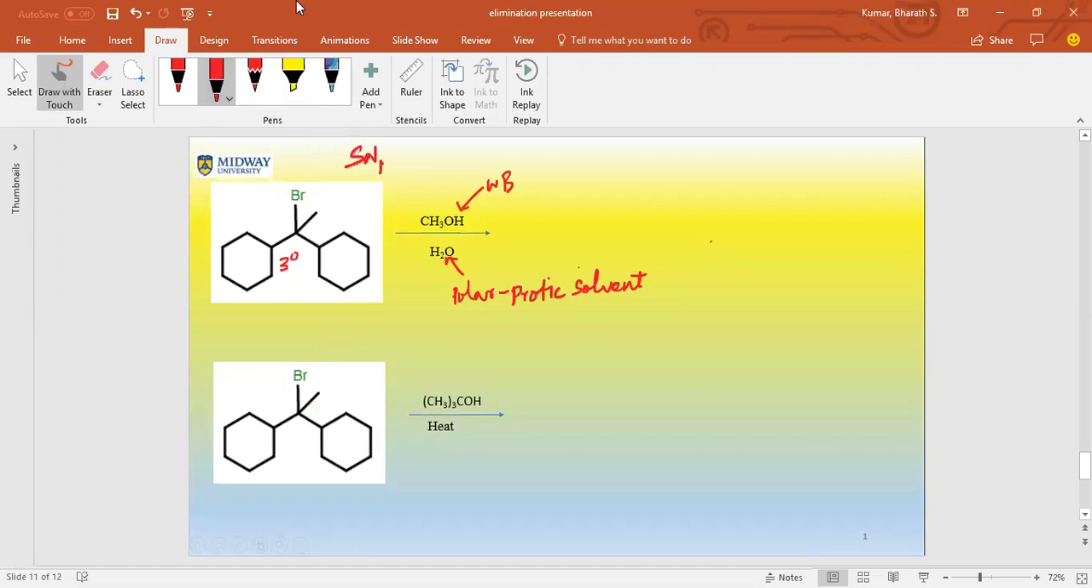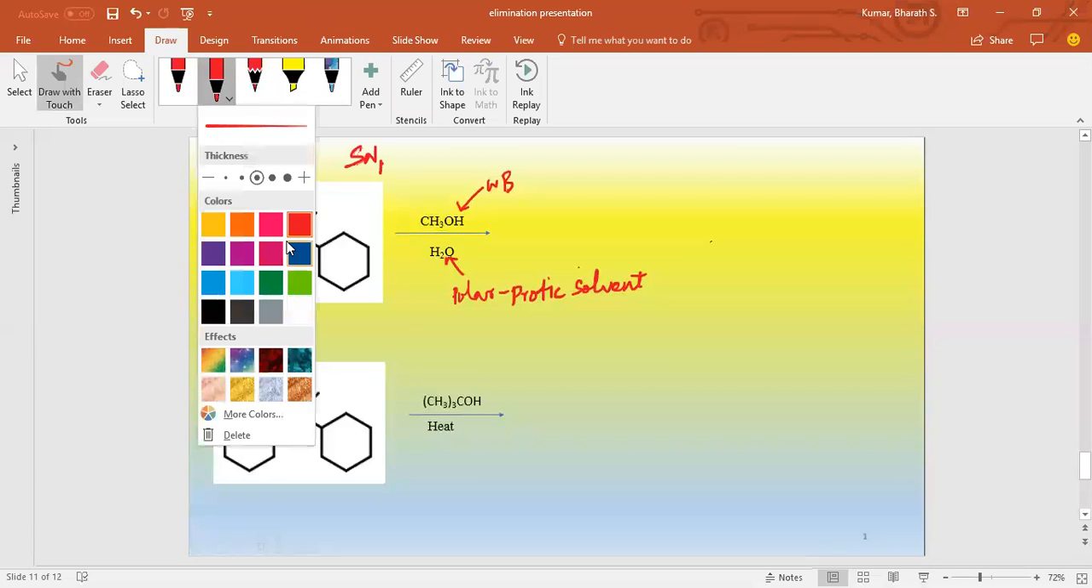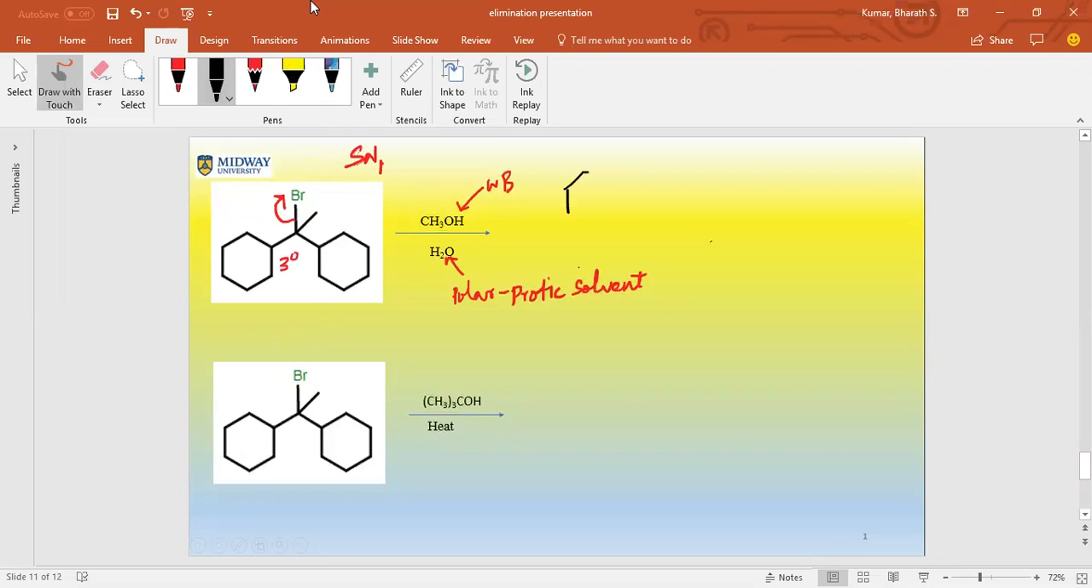So what happens in an SN1? The leaving group comes off first, leading to the formation of a carbocation, right? So let's get a different color. So the leaving group comes off first. Okay, let me redraw this. Okay. So this is a tertiary carbocation, right? Now the nucleophile is going to come into place.